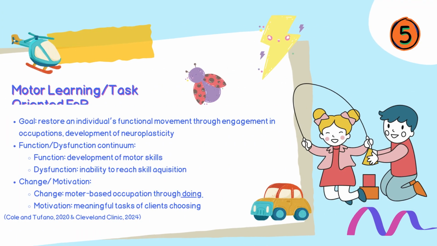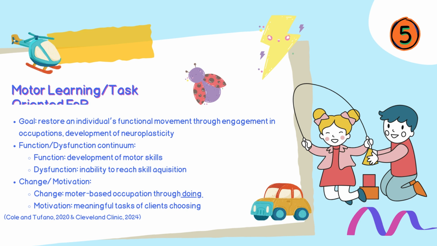Now going into our motor learning and task-oriented frame of reference. The motor learning frame of reference focuses on restoring an individual's functional movement through engagement in occupations. Through occupational engagement, individuals can develop their neuroplasticity, so their central nervous system can intake different stimuli and reorganize its activity. Through this motor learning, individuals can develop necessary skills or modify movements to promote occupational engagement.